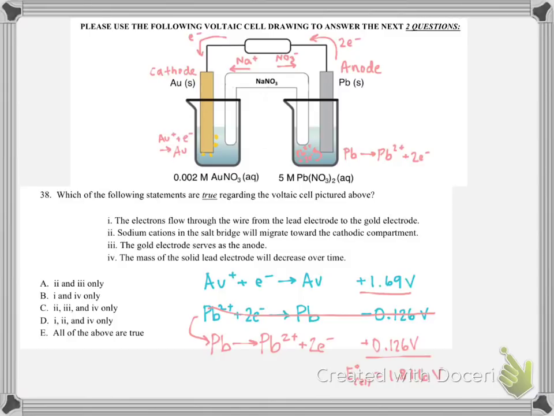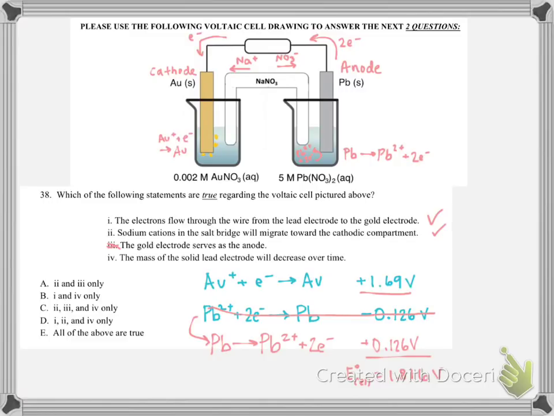Okay, so now that we've thought about our diagram, let's read through these statements. So the first says, electrons flow through the wire from the lead electrode to the gold electrode. That makes sense, that's what we predicted. 2 says, sodium cations in the salt bridge will migrate toward the cathodic compartment. That's also what we said. 3, the gold electrode serves as the anode. Nope, it should be the cathode, because that's where the reduction is happening.